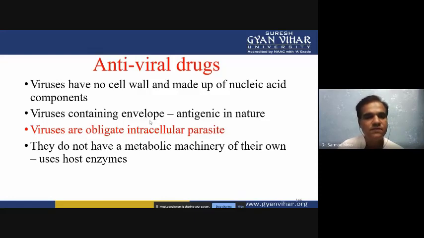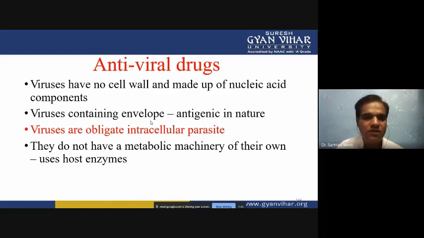So this is the very basic type of infectious molecule. When they infect any host, only then will they be in a live condition, hijacking the cellular machinery, and they will start replicating and transcribing their own molecules. Viruses containing an envelope are antigenic in nature, and viruses are obligate intracellular parasites. Outside the host, they are like a dead particle. That's why they have to cause the infection, and only then will they divide.